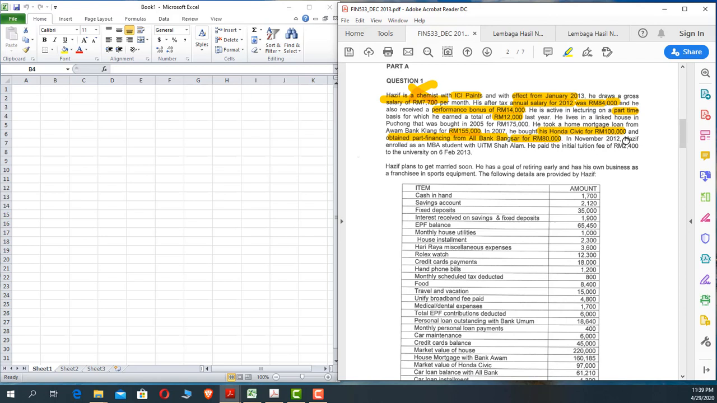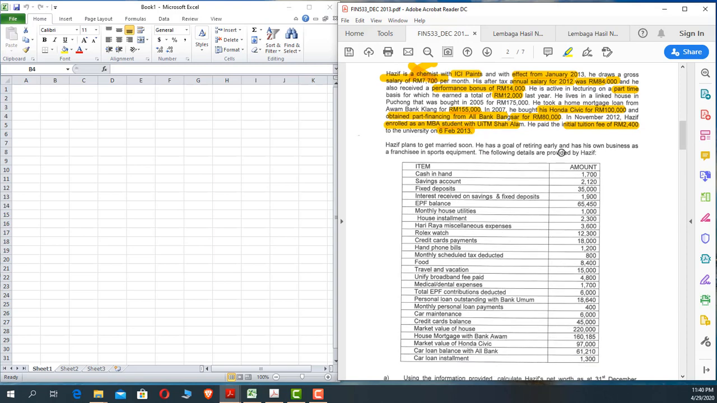So pada tahun 2012 enroll MBA student insyaAllah, tapi dia bayar annual fees ialah 2,400 pada 6 Februari 2013. So that's the expenses for the tahun ni lah 2013. So this is the information yang diberikan lah.